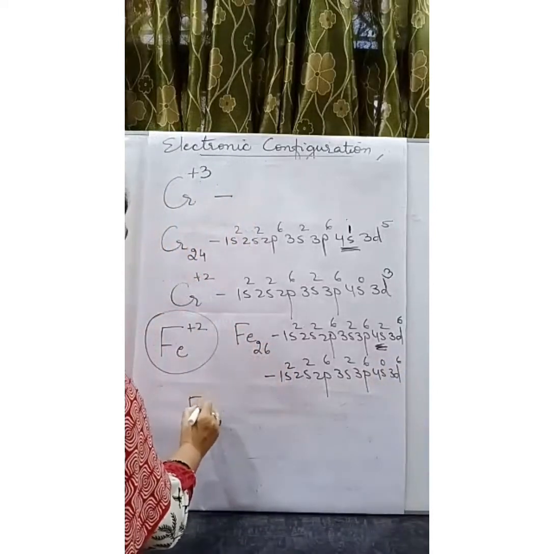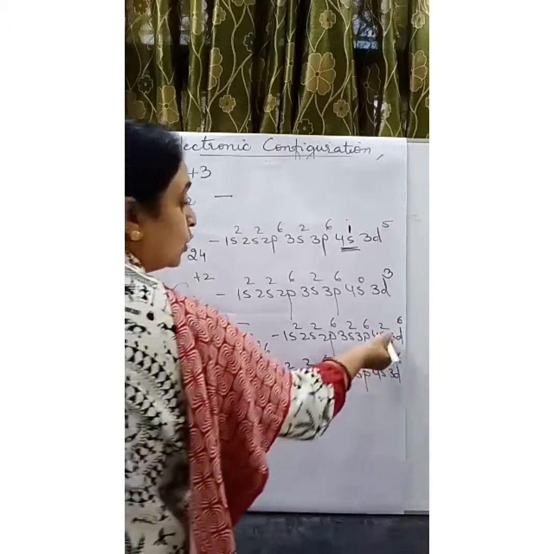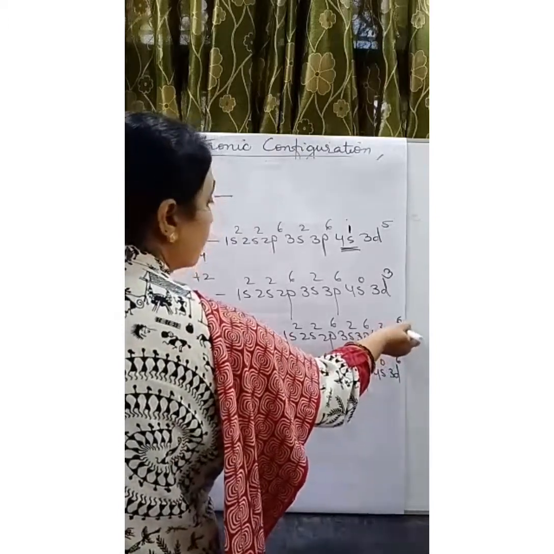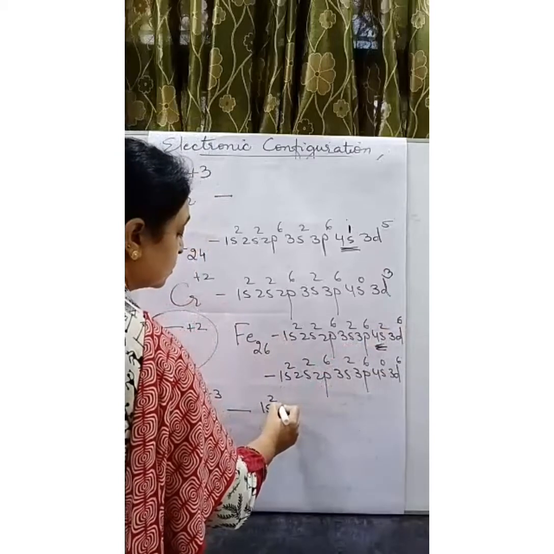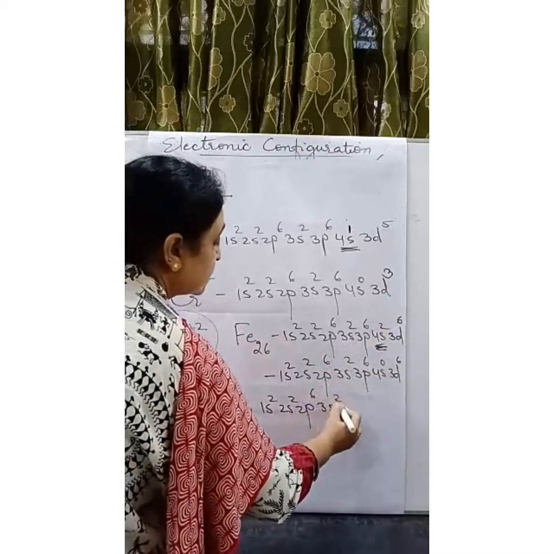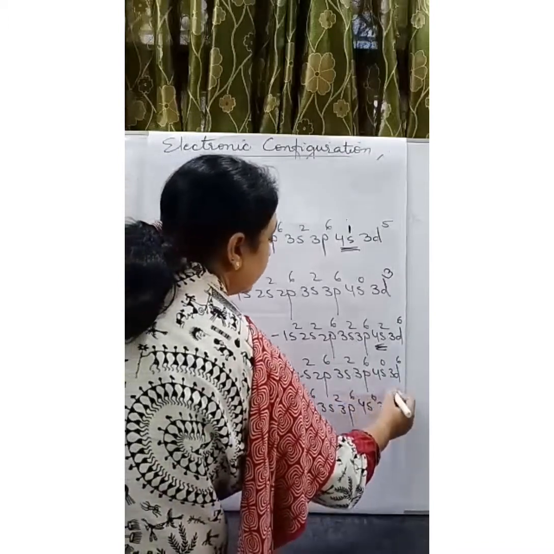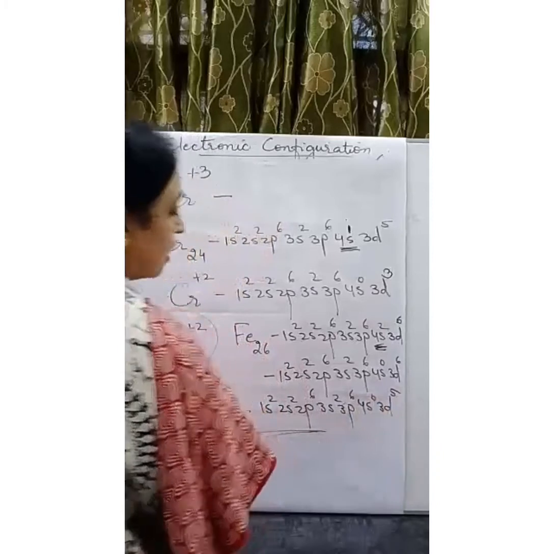And in case of Fe+3, what will happen? 2 from here and 1 from here. So 1s2, 2s2, 2p6, 3s2, 3p6, 4s0, 3d5 is the configuration.